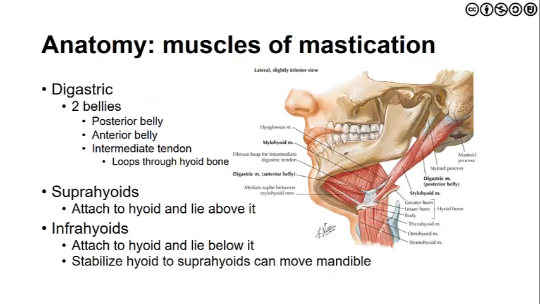A couple other muscles that we want to be aware of. First is the digastric. There's two muscle bellies to the digastric. There's an anterior and a posterior muscle belly, as well as this intermediate tendon, and this will loop through the hyoid bone. So this is a fairly important grouping. We also have what are known as the suprahyoids, and then also the infrahyoids. And these all attach in and around to stabilize the hyoid, both above and below, during normal movement of the jaw.